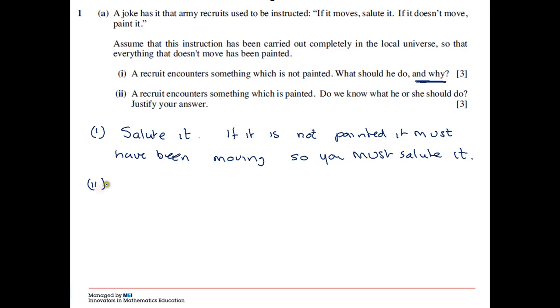The second part, we encounter something which is painted. Do we know what to do? Justify our answer. Well, if it has been painted, then it wasn't moving. But just because it wasn't moving when the guys came along with the paint doesn't mean that it couldn't move. So in this case, the answer is we don't know what to do.